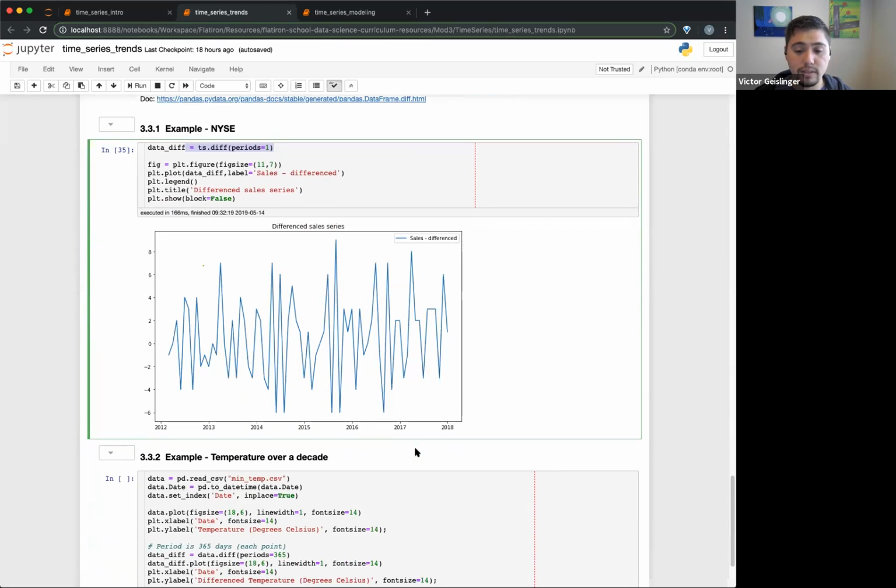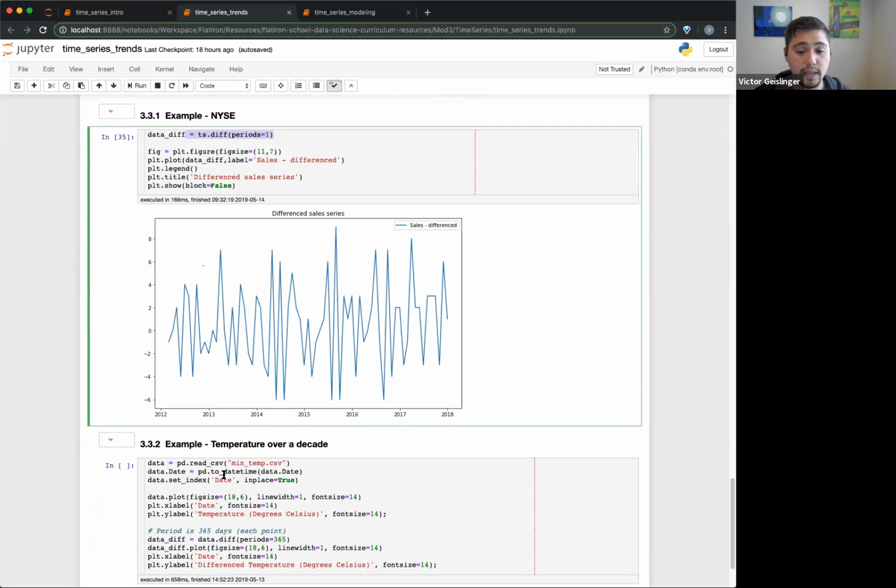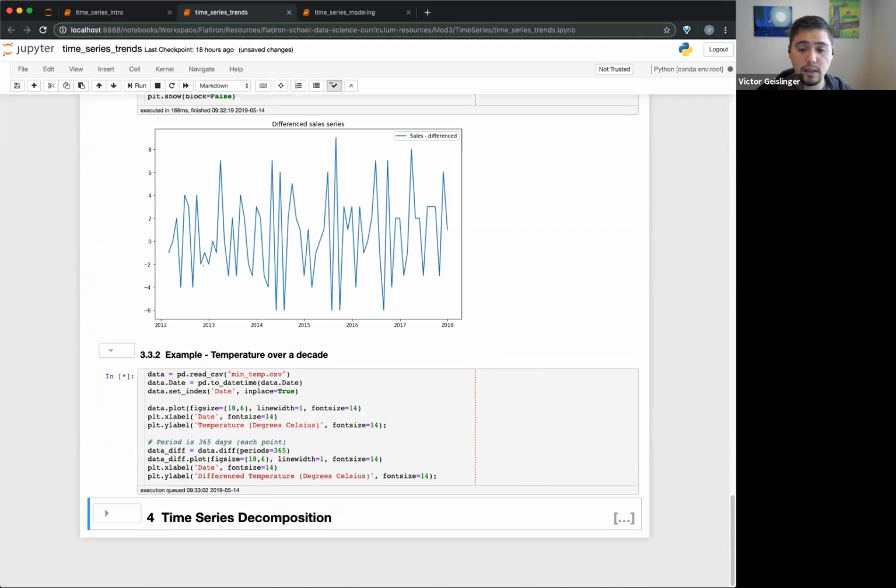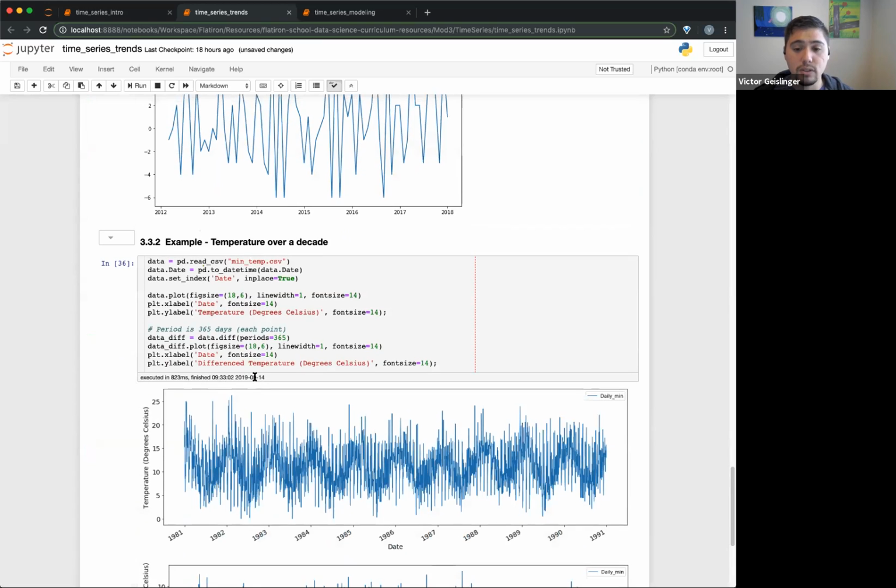I think I have another example with temperature over a decade. Let's see if this is the one I'm thinking of. Yes, okay. You can see this is temperature over a decade, and every year it goes into a pattern, as you would expect with temperature: cold in the winter, hot in the summer, and so on, at least for the Northern Hemisphere. It goes over and over, right? So there's definitely a periodicity in here, and I would like to get rid of it.